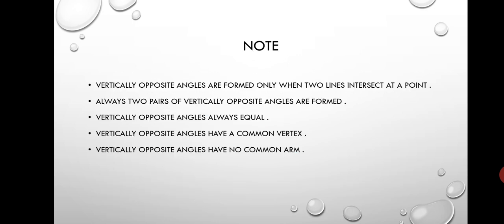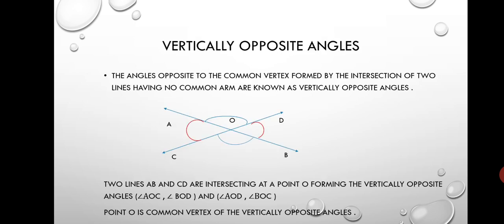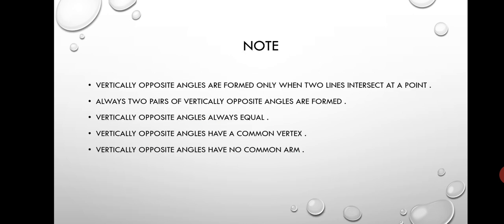Vertically opposite angles are formed only when two lines intersect at a point. Always two pairs of vertically opposite angles are formed. Look at this figure. We have two pairs of vertically opposite angles. So we never get just one. Simply, whenever we have the intersection of two lines, we get two pairs of vertically opposite angles. Vertically opposite angles are always equal. Vertically opposite angles have a common vertex, and they have no common arm.